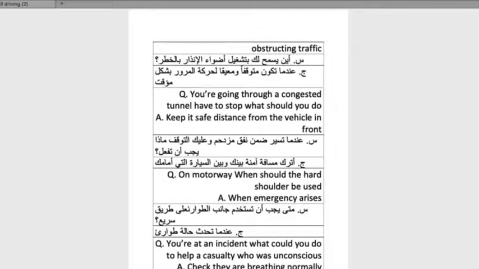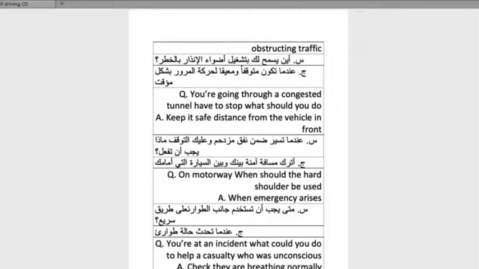On a motorway, when should the hard shoulder be used? When an emergency arises.